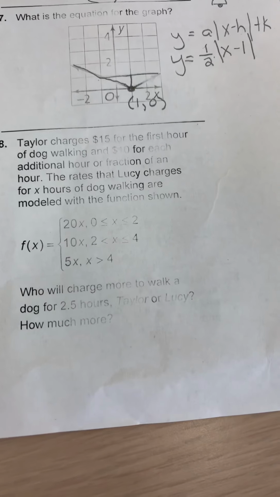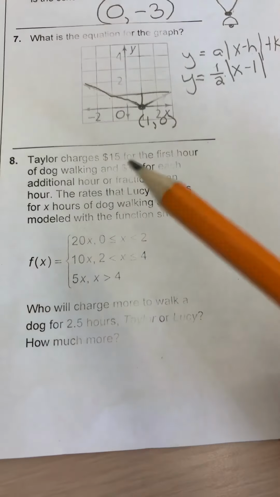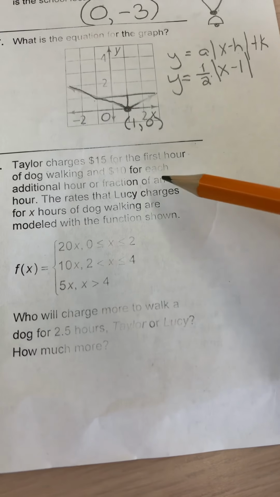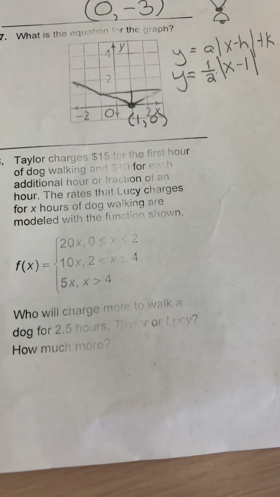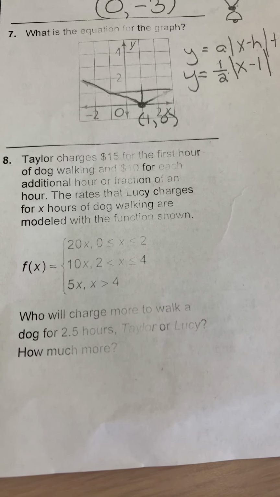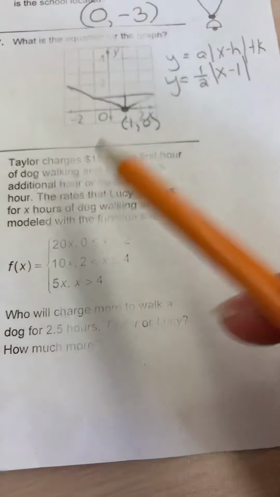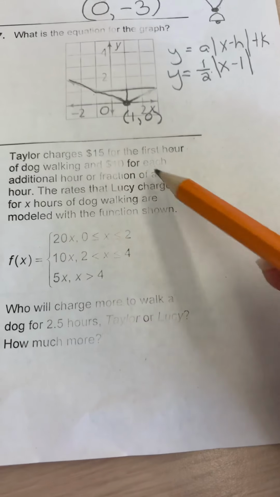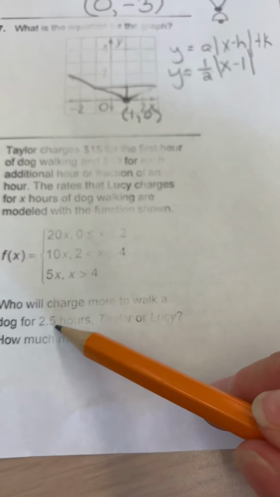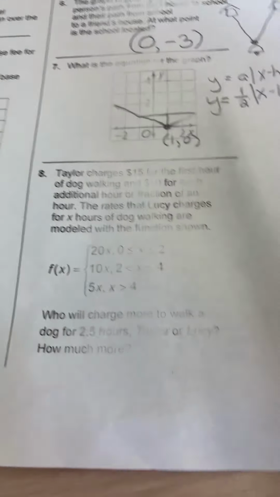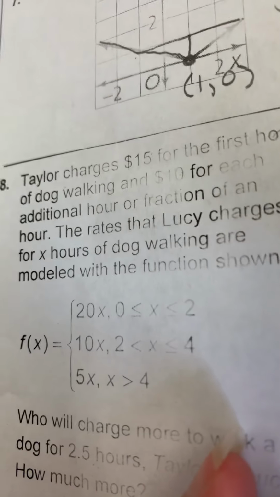All right, this one was a little annoying, honestly. Taylor charges $15 for the first hour of dog walking and $10 for each additional hour or fraction of an hour. The rates that Lucy charges for x hours of dog walking are modeled with the function shown. So Taylor charges $15 for the first hour and $10 for each additional, including every fraction of an hour. So 2.5 hours, she's going to charge for 3 hours. So 15 plus 10 plus 10. So Taylor is 35.